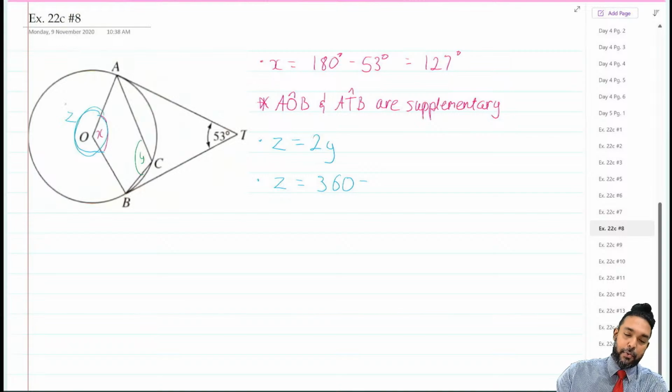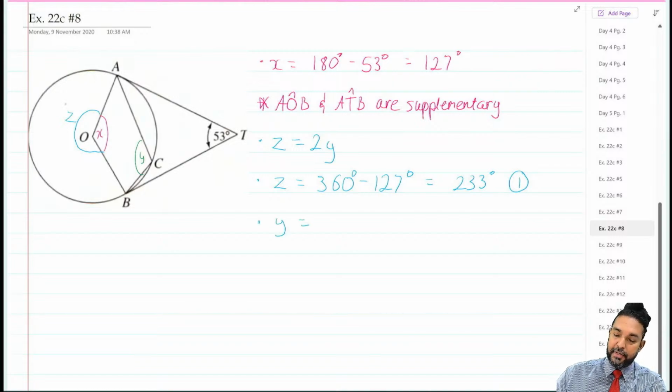And if you look, this kind of gives us a whole circle. And, well, the sum of the angles at that point is equal to 360. So 360 minus 127 would give us, what is that? 233. Right? Let's call that rule 1. And then to find Y now, we could take the 233 and then do what? Divide by 2. All right. So therefore, Y would be equal to Z divided by 2. So that's what, 111.5? No, 116.5. Sorry, thank you, yes.